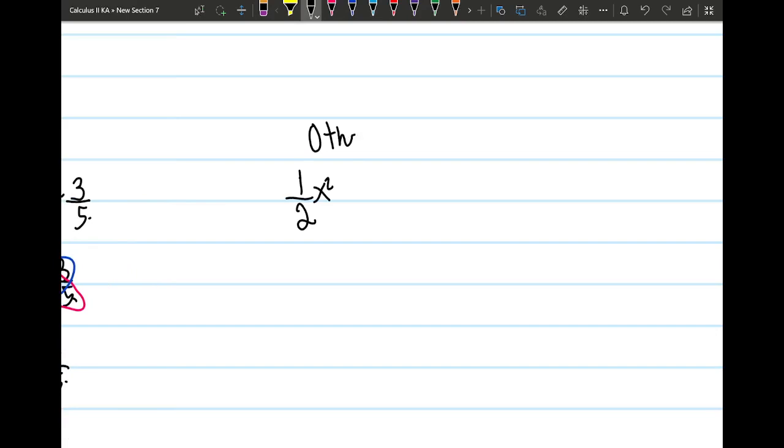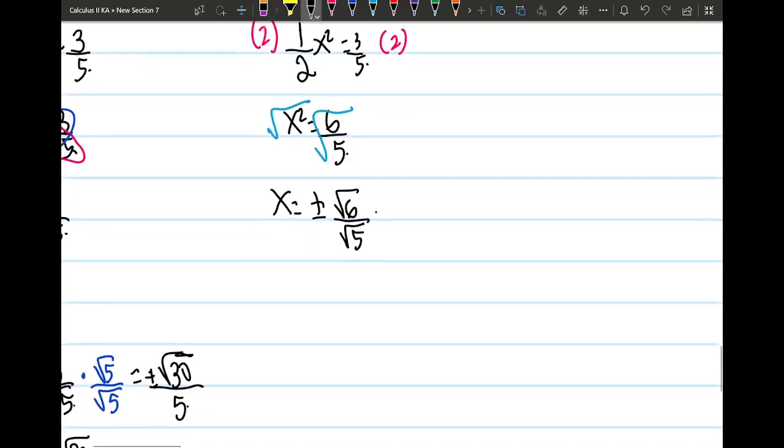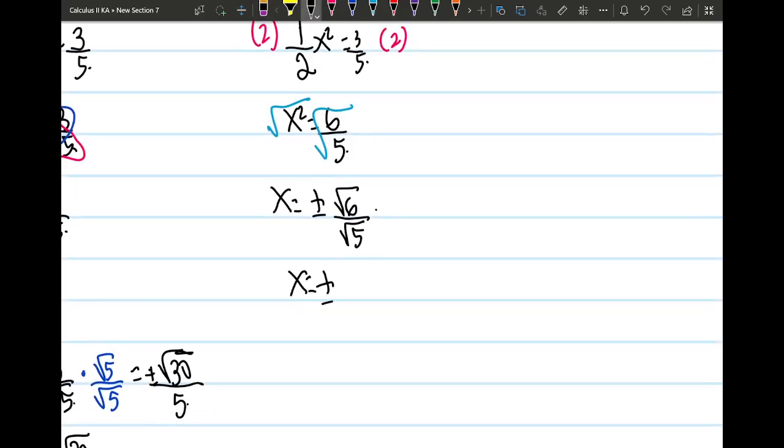The other method would be 1/2 x squared equals 3/5, and we would go ahead and multiply times 2 on both sides. We would get x squared is equal to 6 over 5. Just take the square root. And then finally, x is equal to plus or minus the square root of 6 over the square root of 5, which is the same idea. It's going to be x equals plus or minus square root of 30 over 5.